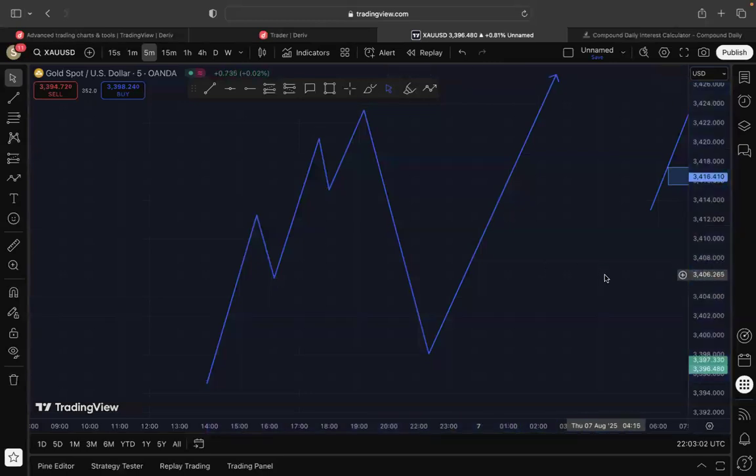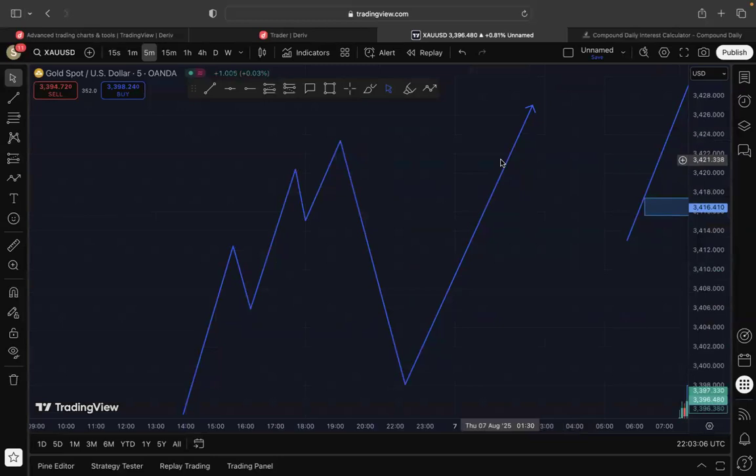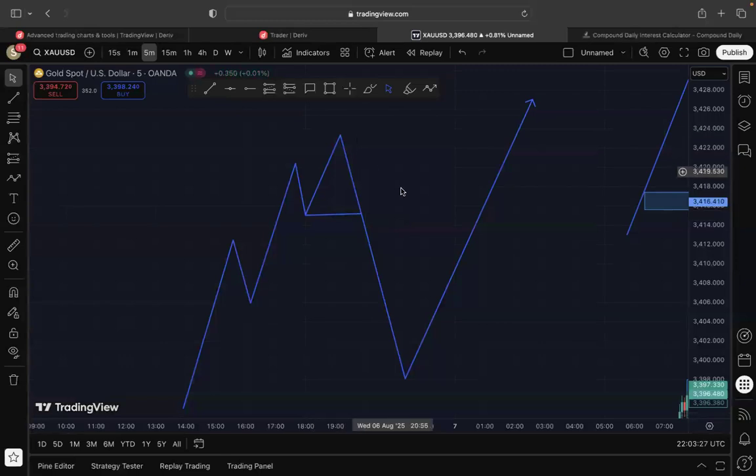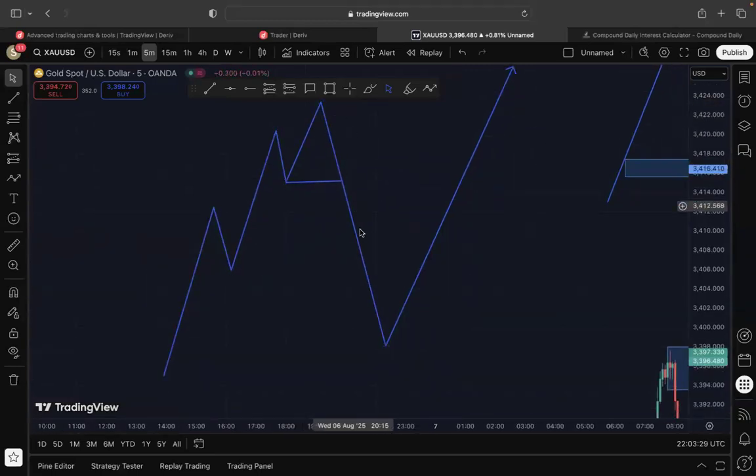Now, a lot of people will be confused with this. They'll be like, what is going on? People will say, okay, this is a change of character here. A change of character has happened here. But then it is not actually. Well, we can call this a change of character, but then, guys, you need to understand that this is the pullback. This one here is the pullback.